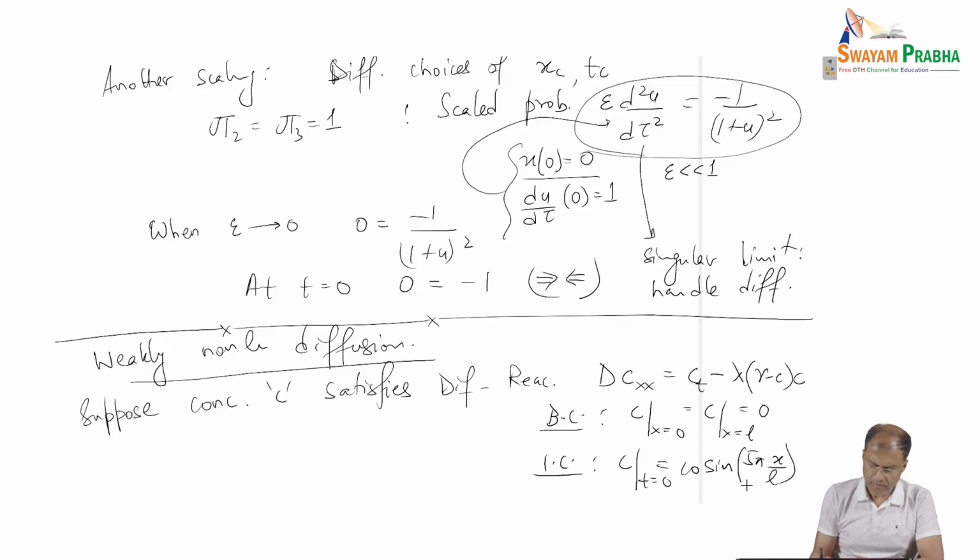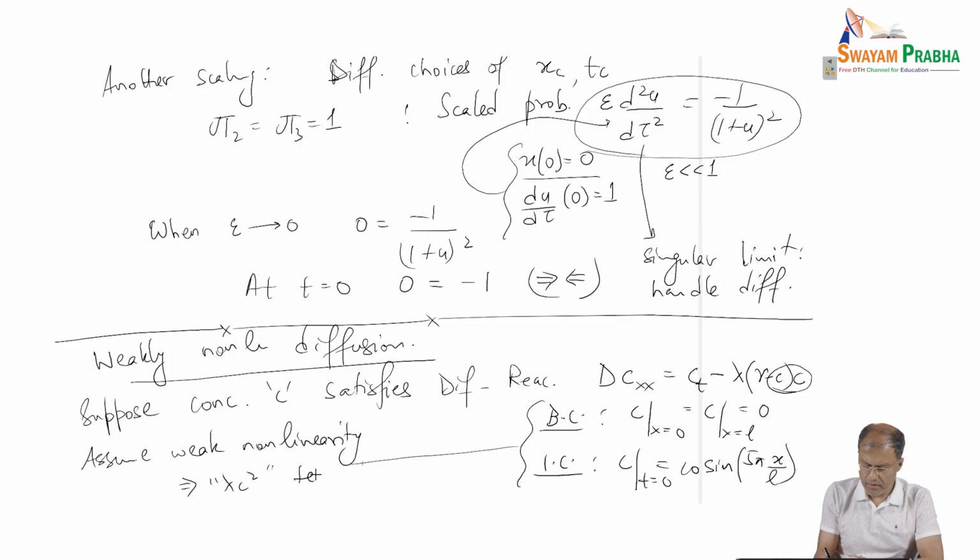Right? And then notice that the nonlinear term is this C square term, which is the quadratic term. We can assume that the nonlinearity is weak. So assume weak nonlinearity, which means that the lambda C square term is small with respect to other terms.